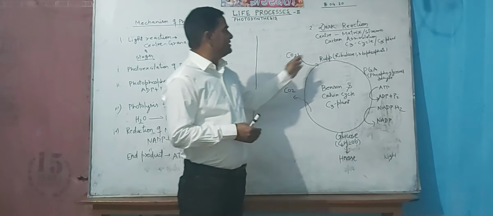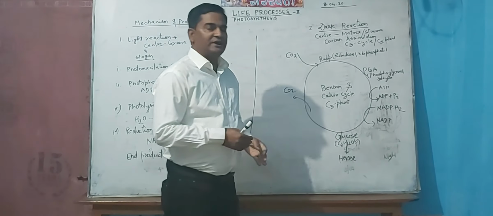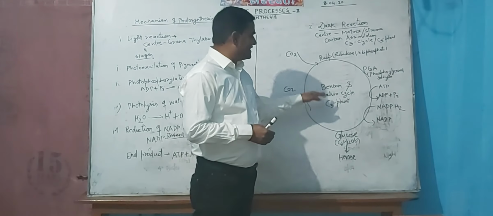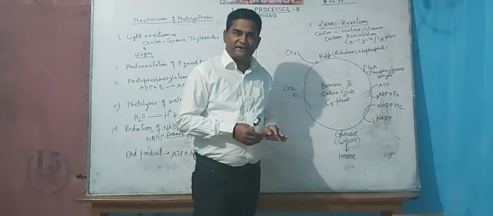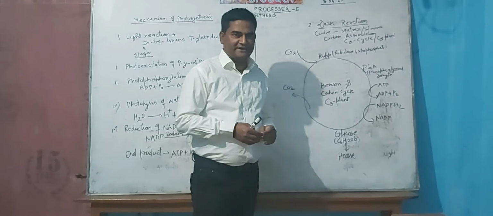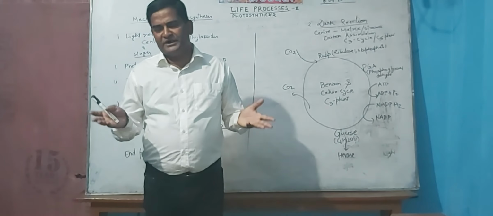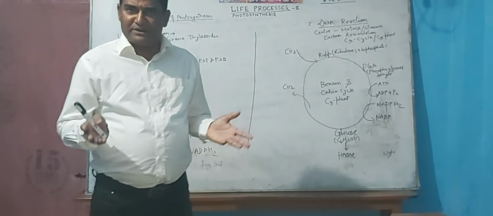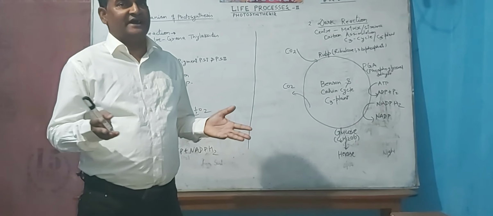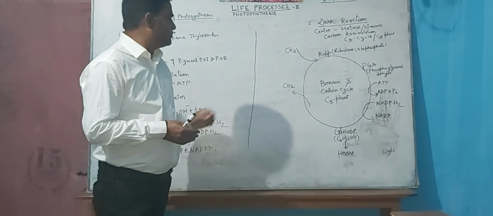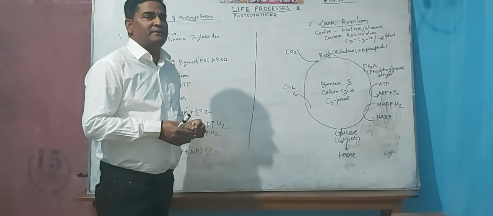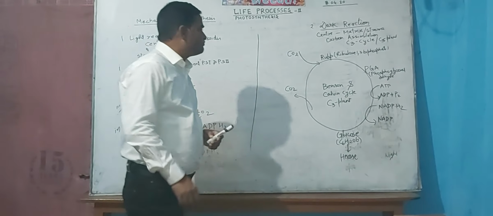It follows several pathways. Right now we are going to discuss the Benson and Calvin cycle, which occurs in C3 plants, especially dark reaction. However, dark reaction occurs in many ways. It may be the C4 cycle, it may be the CAM cycle, but right now we are going to give you the basic idea about the Benson and Calvin cycle.